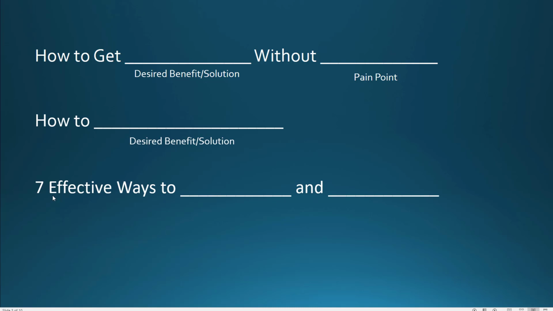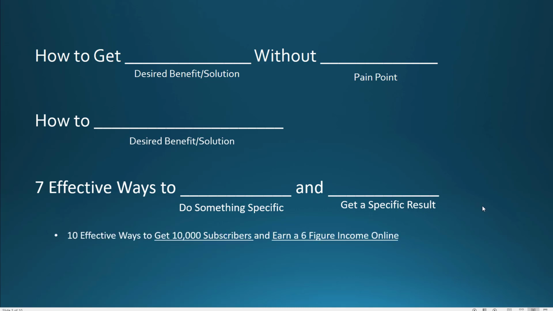Another one is if you want to use the numeral headline, which would be 7 effective ways, 10 effective ways, 3 effective ways to get blank, do something specific, and get a specific result. Okay, 7 specific ways to do something specific and get a specific result. Okay, some examples might be 10 effective ways to get 10,000 subscribers and earn a 6-figure income online.